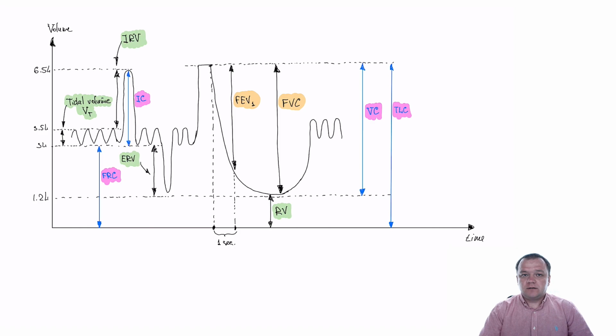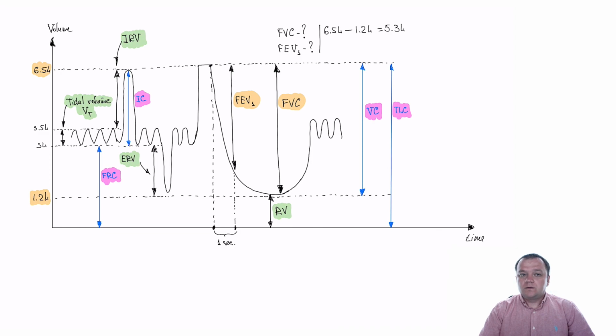Now, let's calculate forced expiratory volume during the first second, or FEV1, and FVC, or forced vital capacity. FVC starts from the point of 6.5 liters, and the patient exhales to the point of 1.2 liters. The difference between them will be the forced vital capacity. So 6.5 liters minus 1.2 liters equals 5.3 liters.